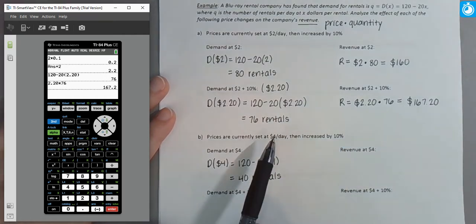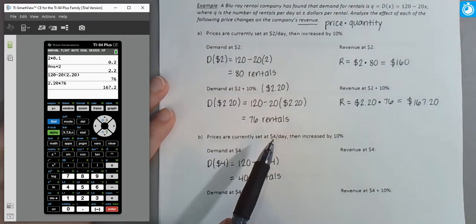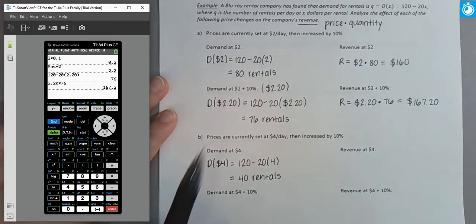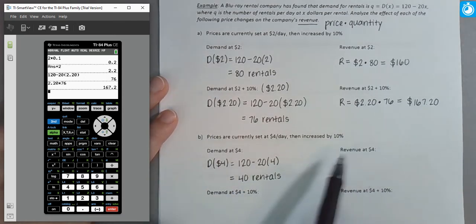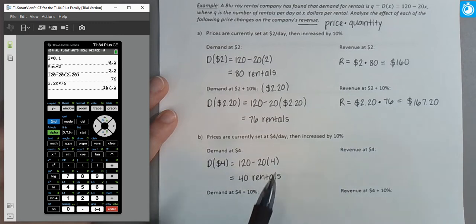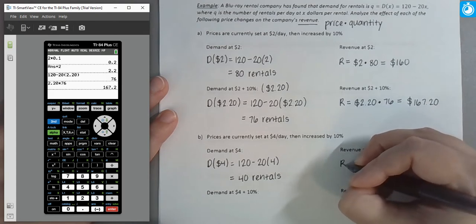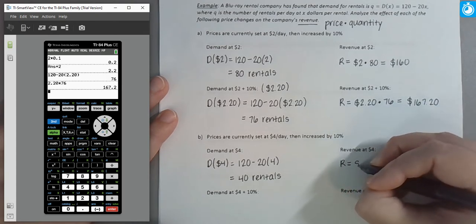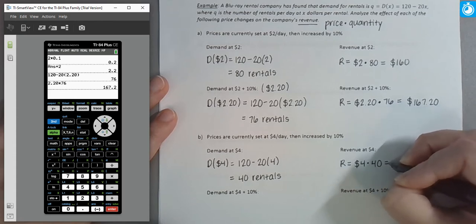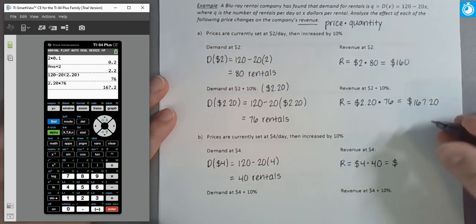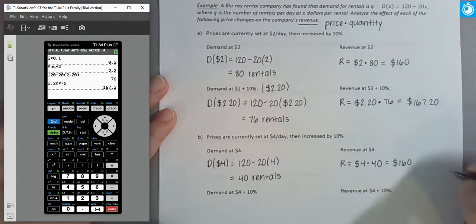So notice we're charging more. We're charging double what we originally charged, and our quantity has dropped by half. We went from 80 rentals expected at $2 to 40 rentals expected if we're charging $4. What about our revenue? So if we expect 40 rentals and we're charging $4, what would the revenue be in this situation? Well, in this case, we're charging $4 multiplied by the 40 rentals we expect to get. And then 4 times 40 is going to be 160.